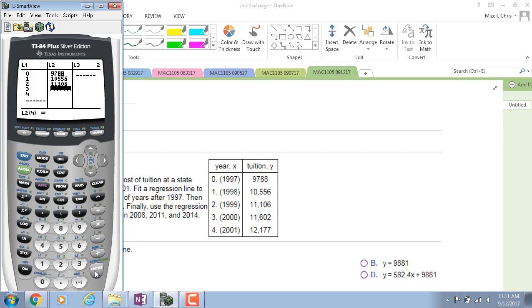11,106. Enter. 11,602. Enter. And 12,177. Again with the enter.